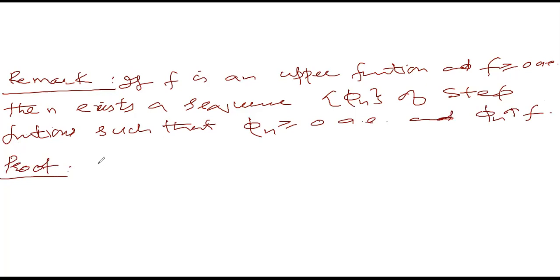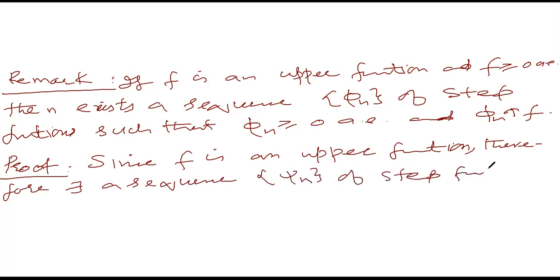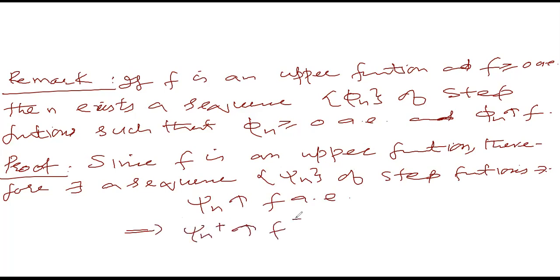It's not too hard. Since f is an upper function, by the definition of upper function there exists a sequence psi n of step functions such that psi n increases to f almost everywhere, which implies psi n plus increases to f plus, the positive part of f, which is equal to f, because f is a non-negative function almost everywhere.